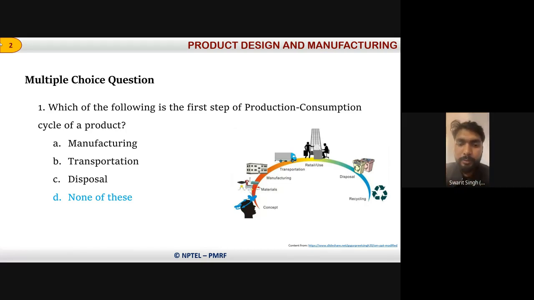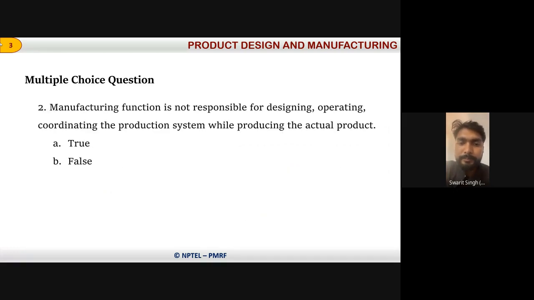Okay, Sujay, can you change the slide? The second question is on the screen now. It says: manufacturing function is not responsible for designing, operating, coordinating the production system while producing the actual product. Is this statement true or false? Read the statement very carefully. The statement says manufacturing function is not responsible for designing, operating, coordinating the production system while producing the actual product.